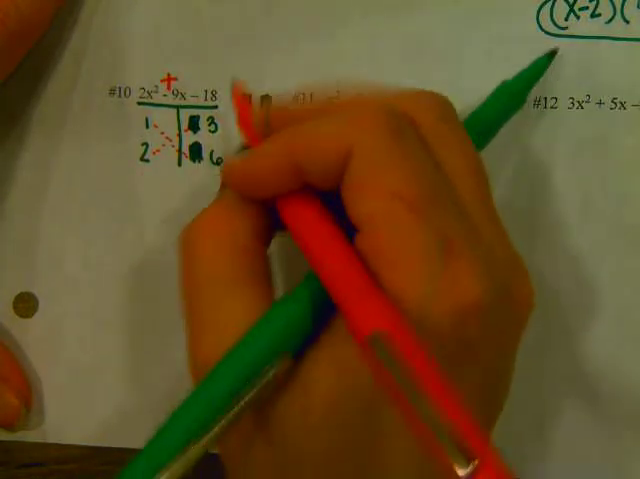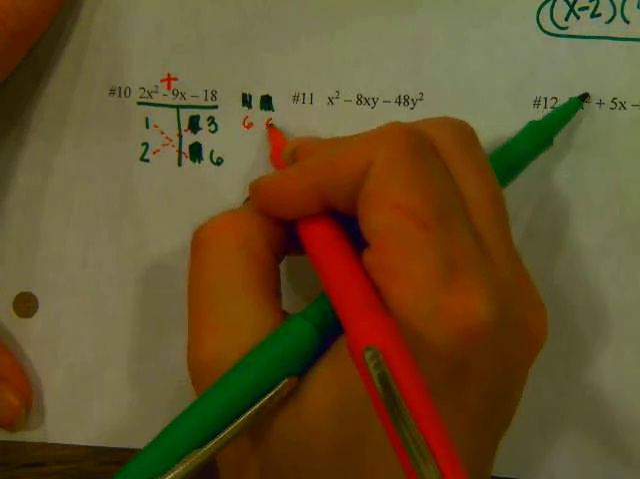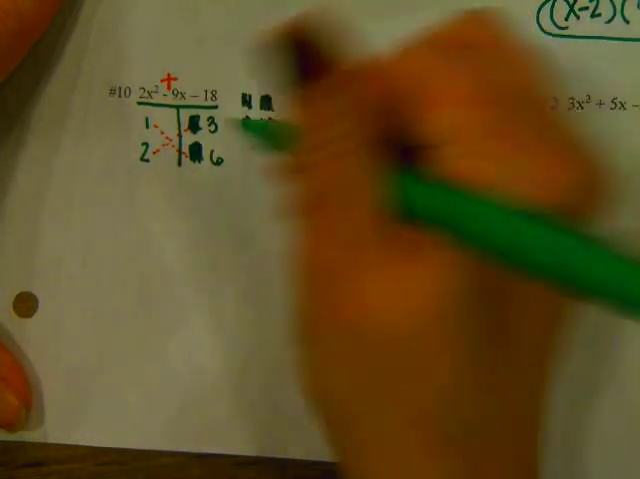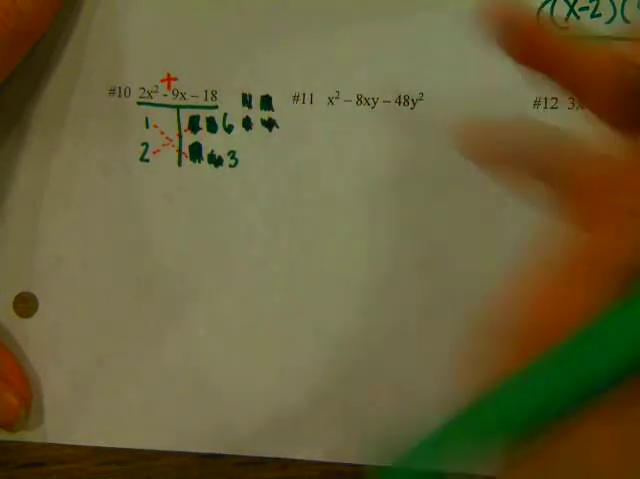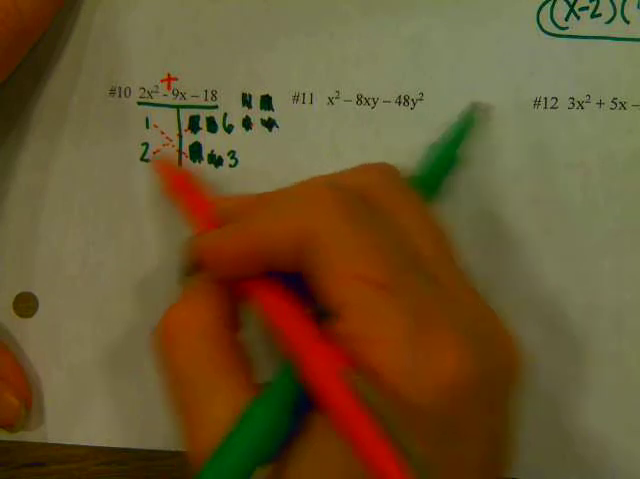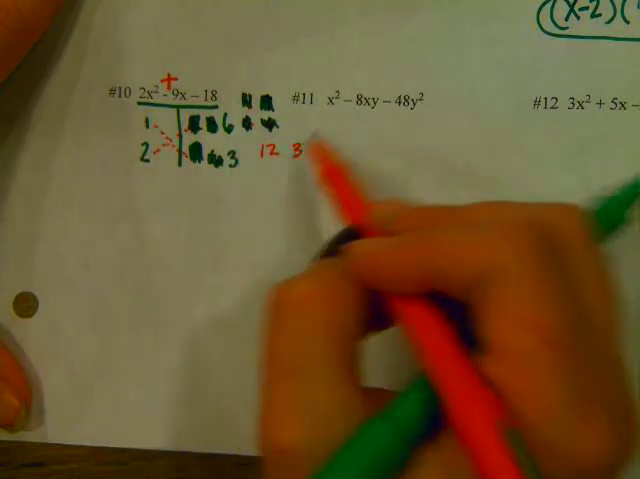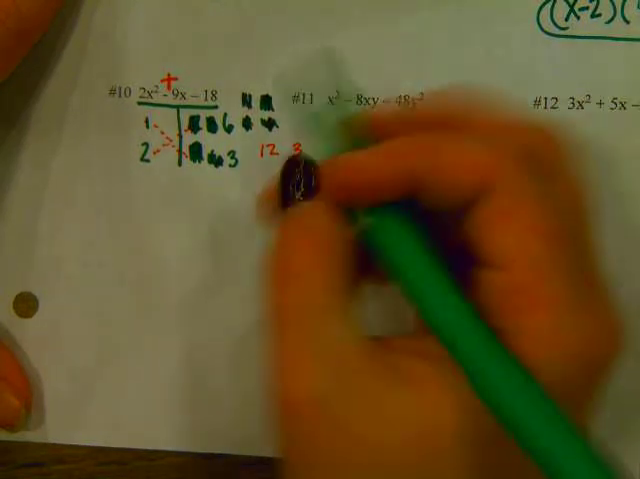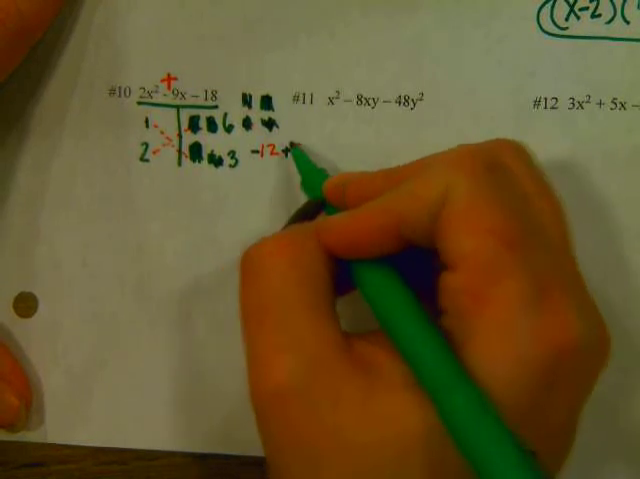So let's try 2 times 3 this way is 6. 1 times 6 is 6. Nope, that's not going to work. Let me try switching that. Put the 6 up here, the 3 down here. 2 times 6 is 12. 1 times 3 is 3. Yes, finally our combination, because as long as the 12 is negative and the 3 is positive, it will add to a negative 9.